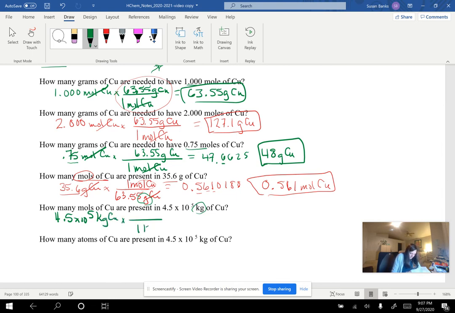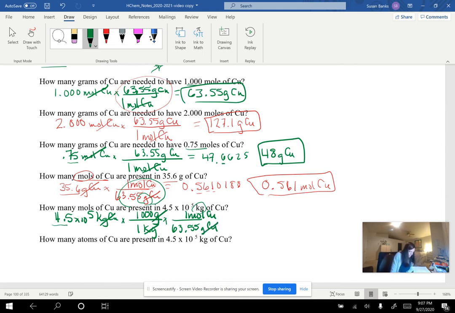Now, 1 kilogram, if you remember, is 1,000 grams. So my kilograms cancel, and I now have grams. I can now still use this relationship that we've been using with the grams on the bottom to cancel out the grams. 63.55 grams of copper will give me 1 mole of copper. Now remember, once again, we got that relationship from the periodic table. Okay, my grams cancel out, and I'm left with moles.